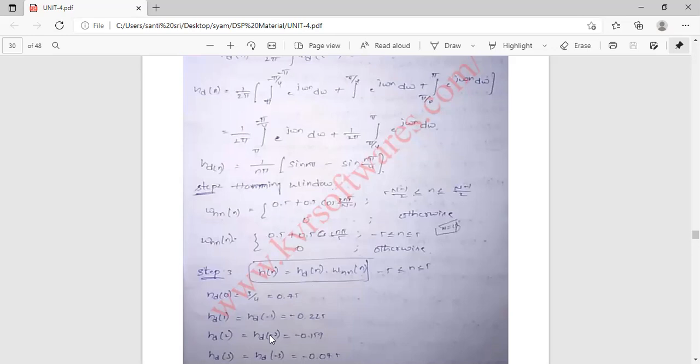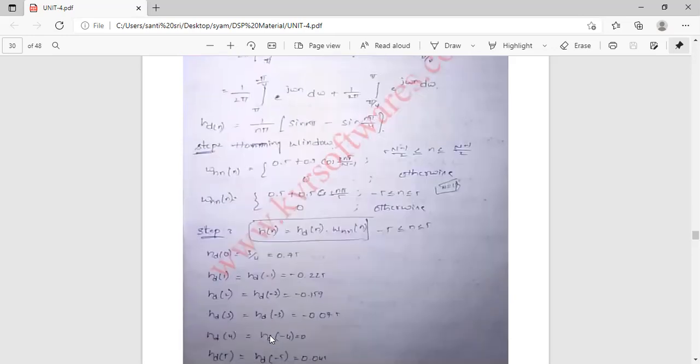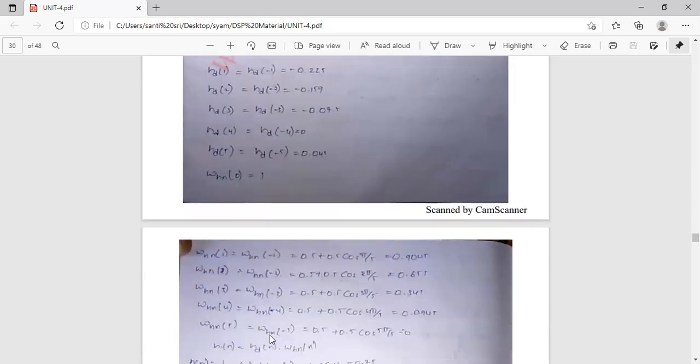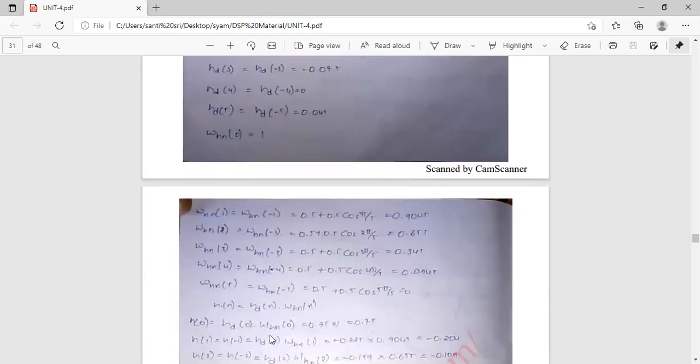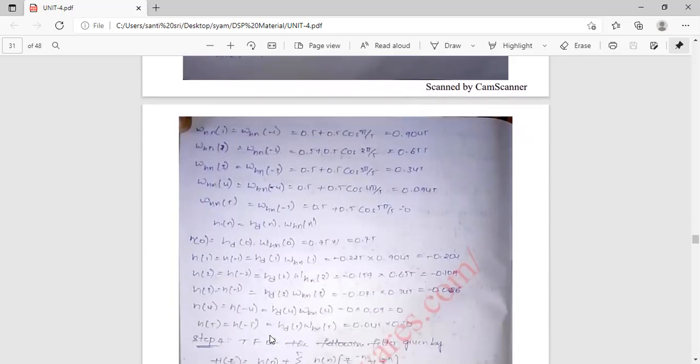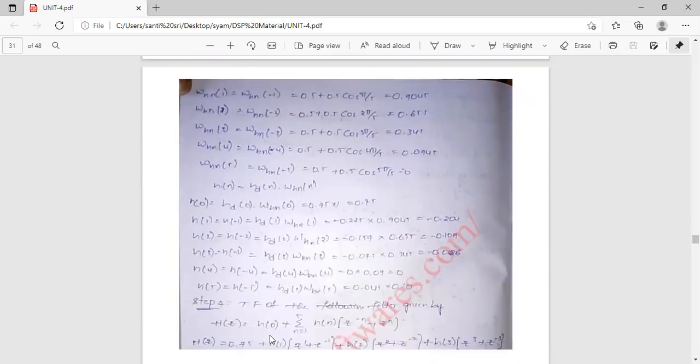So that is 0.75. HD of 1 is HD of minus 1, which is 0. Like this, we can calculate these values. So WH of n for 0, 1, 2, 3, 4, 5 is also calculated. So H of n equals these two multiplied: HD of n into WH of n. So we'll get the values of H of 0, H of 1, H of 2, H of 3, H of 4, and H of 5.